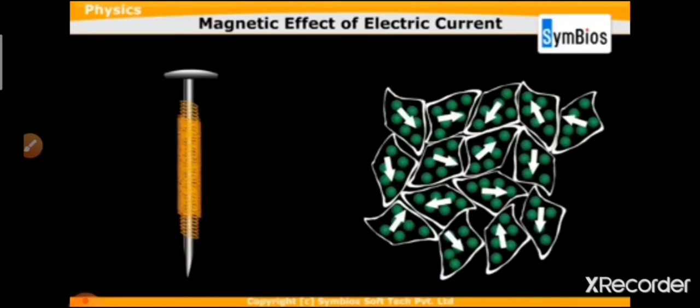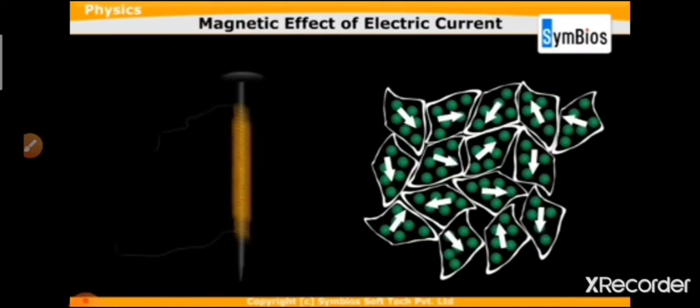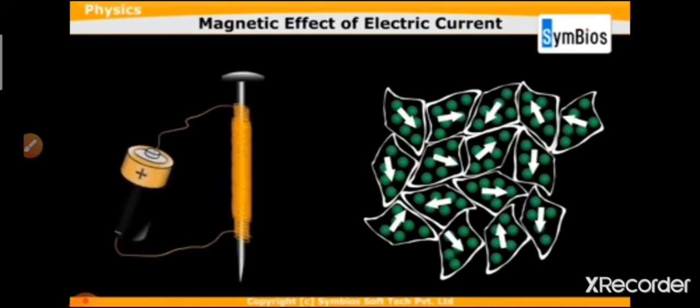Now let's see what happens to each of the electrons when current passes through it. When current passes, these electrons get aligned in the same direction and the nail becomes magnetic.